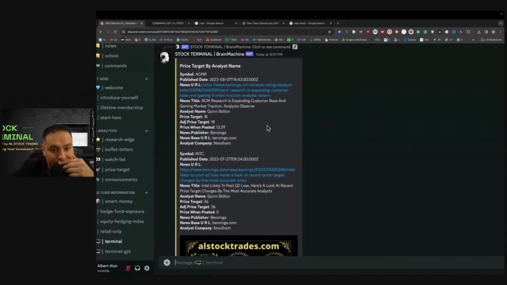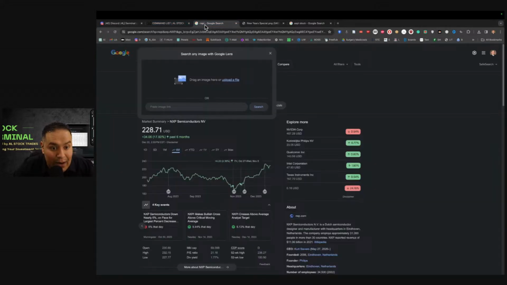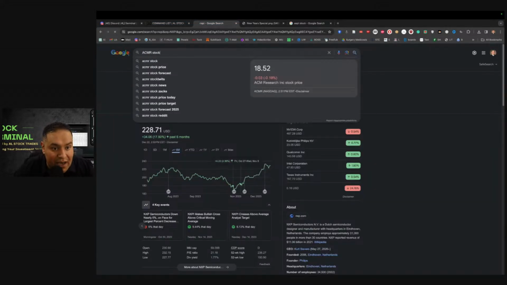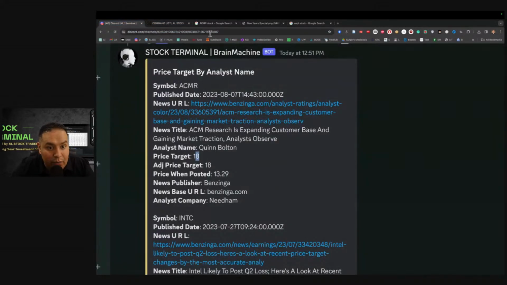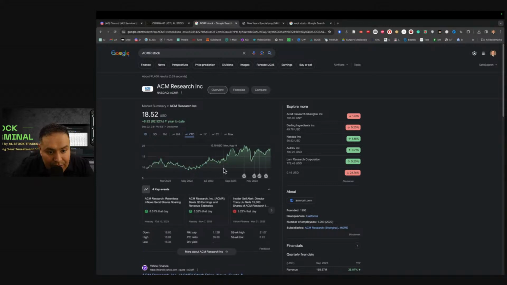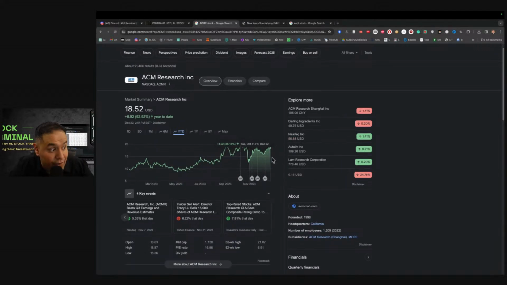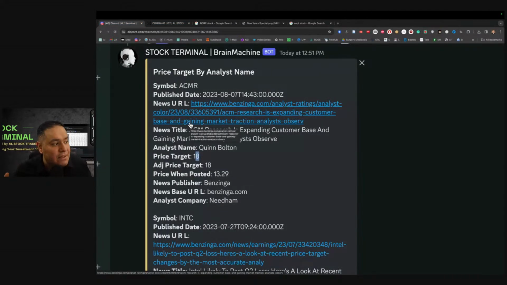Okay. So here's this one, ACMR, price when posted. So when he did the price target, the price was $13.29. We go here. Let's see how it did. So $13.29. Let's see how it is now. $18. And his price target, where'd it go? Was $18. And what is it now? $18. So he posted it right around $13 or whatever, right around here. That's a 36% increase on your money. Okay, 36%.